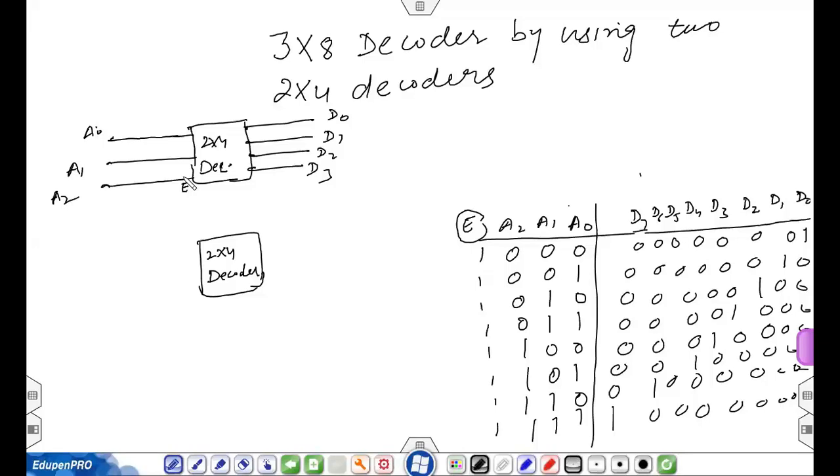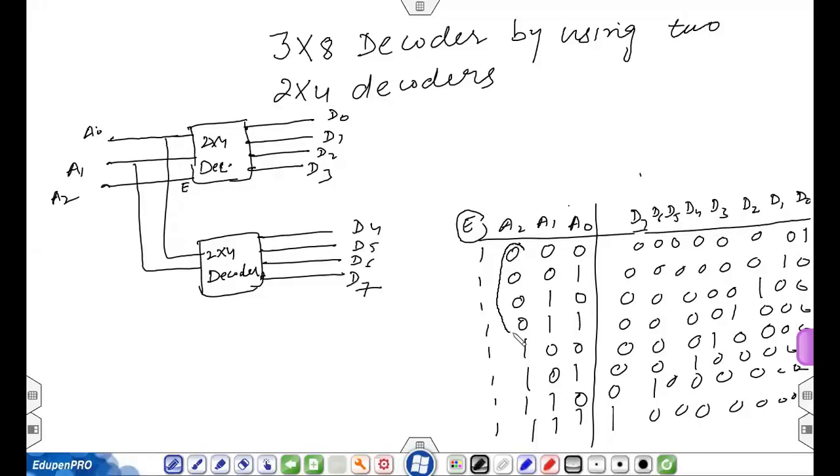Whenever you are doing this circuit, for the first 4 cases A2 should be 0. If your A1 A0 is 0 0, the first output will be active, for 0 1 the second output, then the third and fourth. For all these cases your A2 should be 0. For example, if A2 is 0 and your input is 0 0 0, what will be your output here? If your A2 is 0, your enable will be 1. If enable is 1, then that decoder will be active.